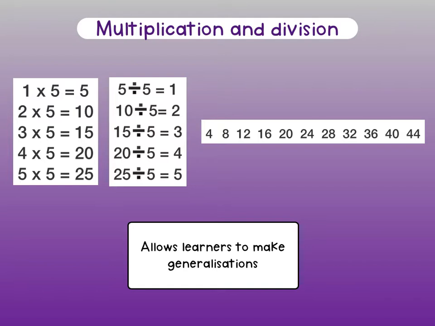Learners will begin to pick up on the patterns in the different times tables. For example, the 4 times table has the same numbers repeating at the end of each number, which are 4, 8, 2, 6, and 0. Allow learners to investigate and make generalizations about rules in multiplication and division.